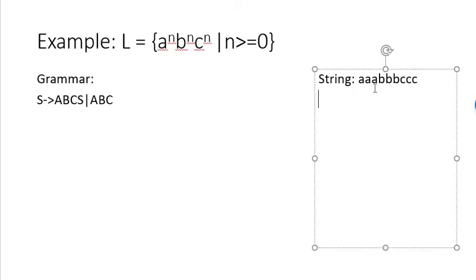3 ए है, 3 बी है और 3 सी है। सो हाउ कैन आई जनरेट 3 ए बी एंड सी फ्रॉम दिस टू प्रोडक्शन? सो आई विल अप्लाई एस टू ए बी सी एस, देन व्हाट आई विल डू, I will replace this S. I will replace this S again by ABCS. So I will say ABCS.